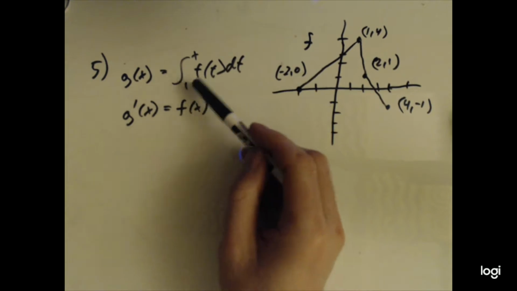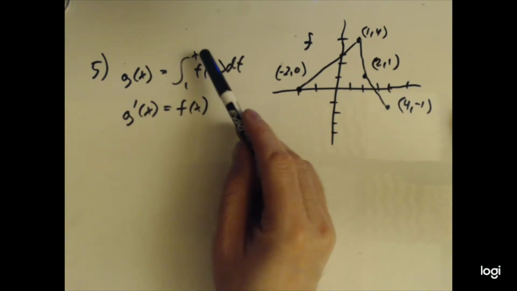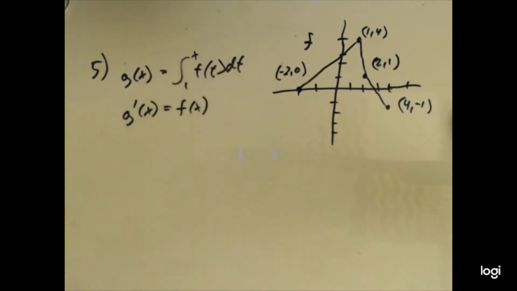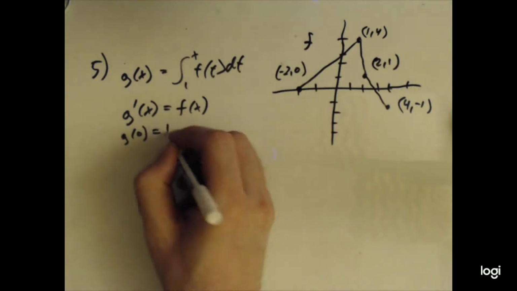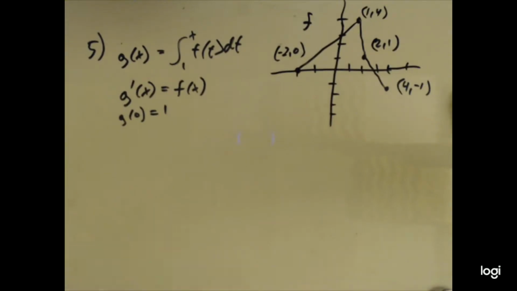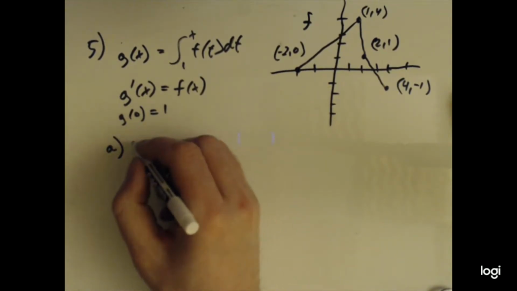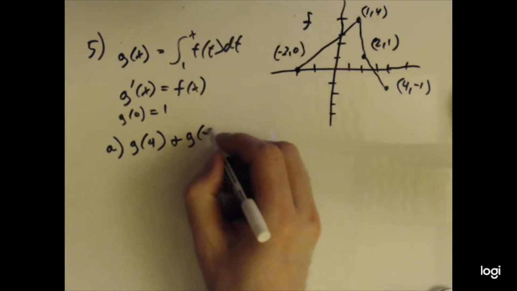Now the other thing: since g is the integral from 1 to x of f, we consider g to have a 0 value at 1. So g of 1 is 0. That's just a little trick to remember. Now, part A. They say compute g of 4 and g of negative 2. G of 4 and g of negative 2.